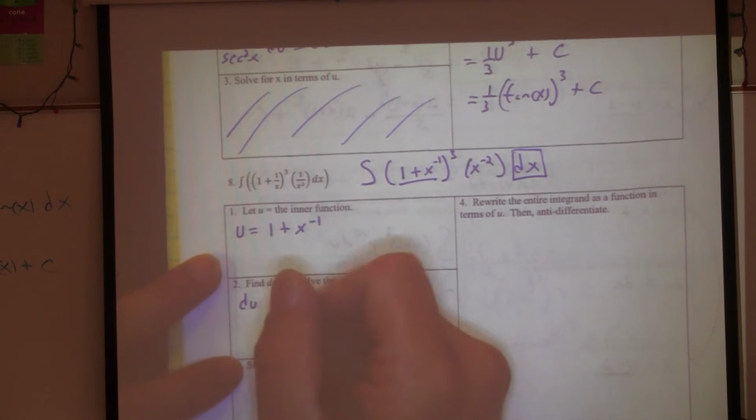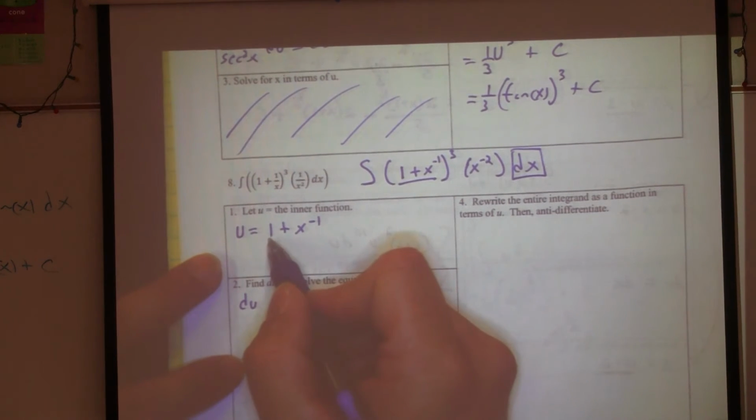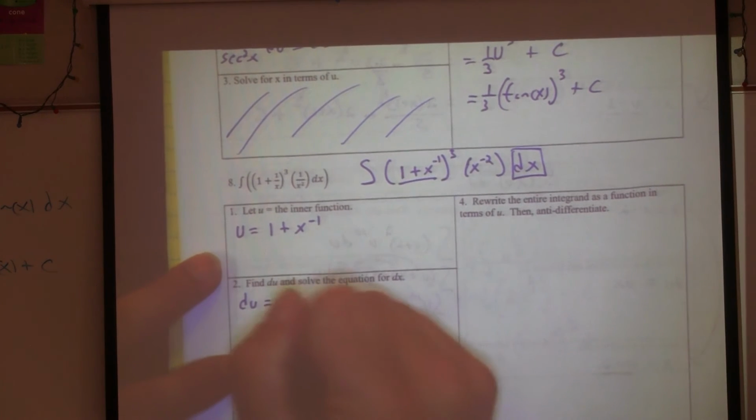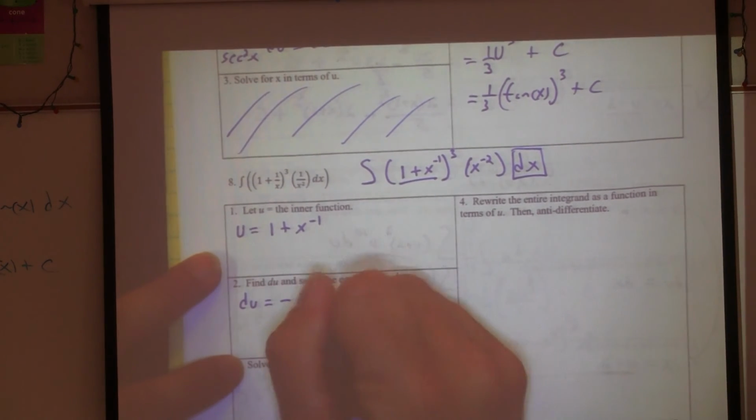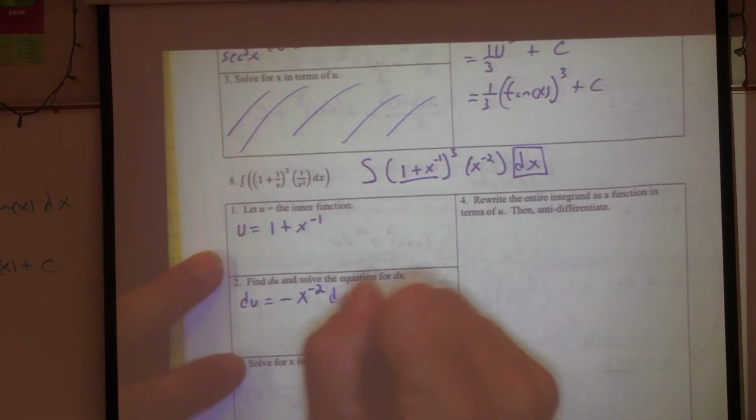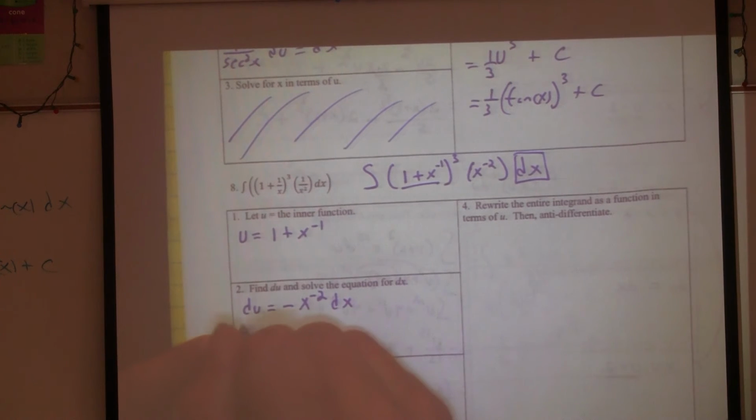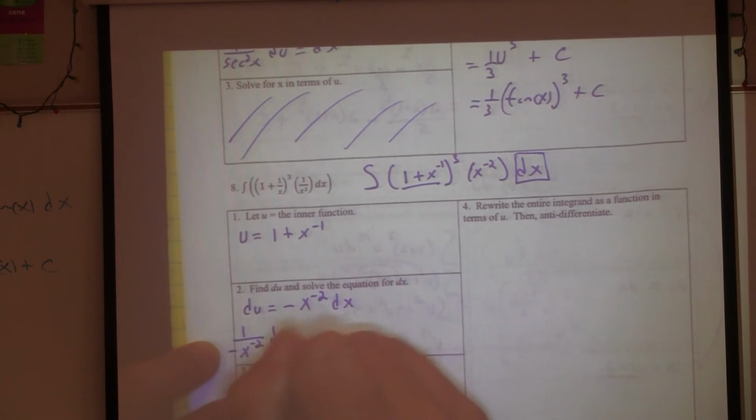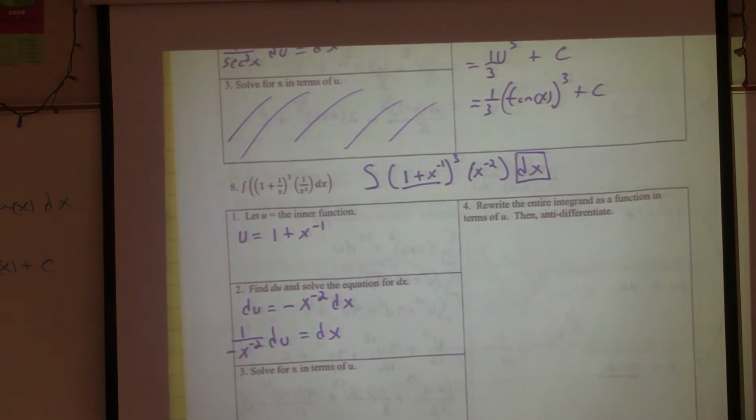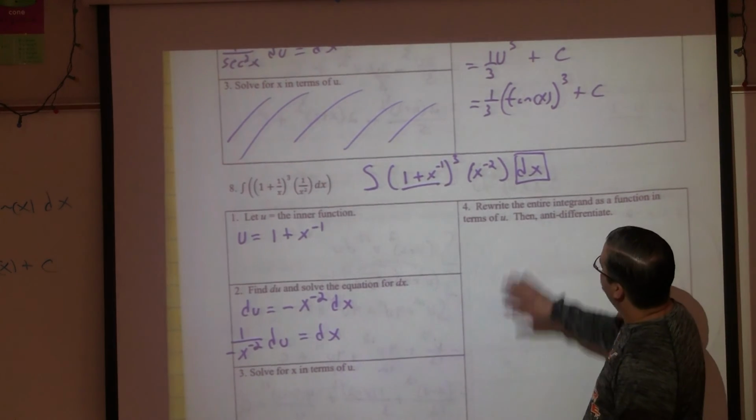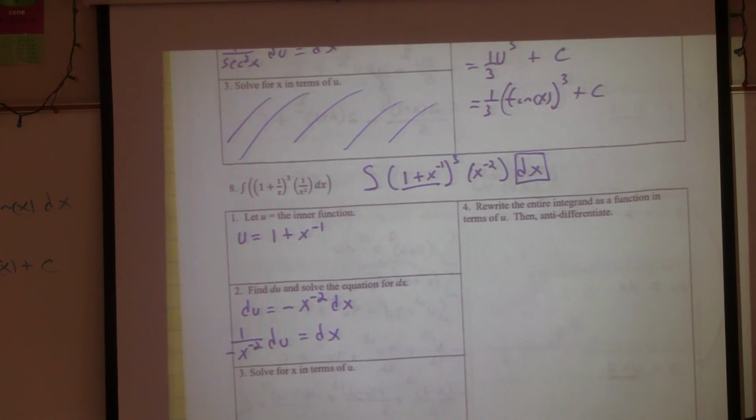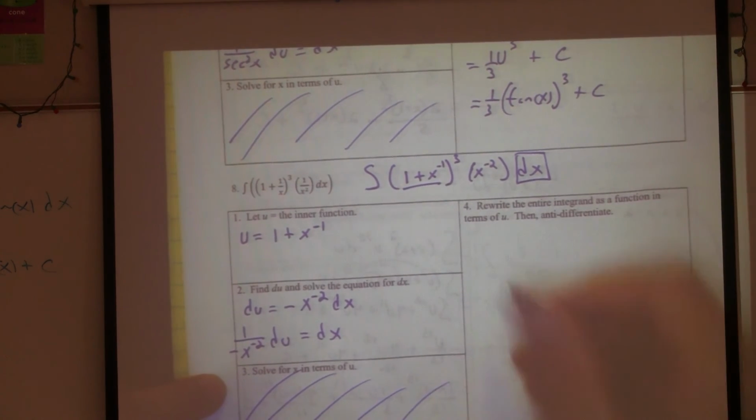What's my du? Derivative of 1? 0. Derivative of this guy? -1x to the -2 dx. And again, technically the dx shouldn't be there, it's on the other side, but you always multiply by the dx, just saving that step. Divide by all that, so we get 1 over -x to the -2 du is equal to dx. So does it look like that x to the -2 is gonna go away when I replace this? Yes. Awesome. So do we need to do step 3 on this one?